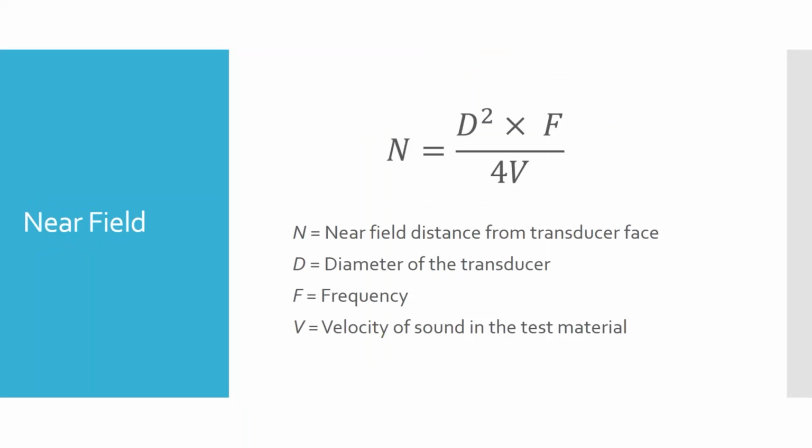To show how that works, we need to know where that near field is. So how do we know where that near field is? Well, near field distance, how far from the transducer face we are, is the diameter of the transducer squared times the frequency, divided by 4 times the sound velocity.